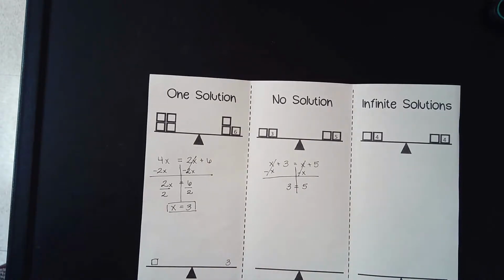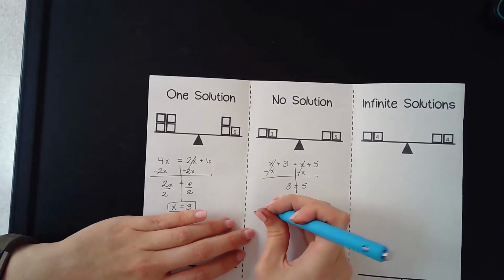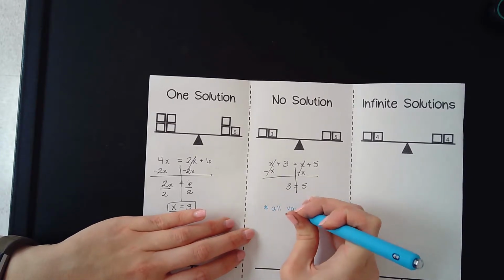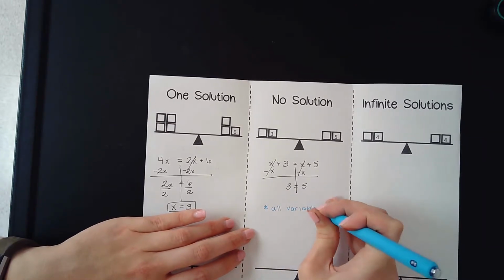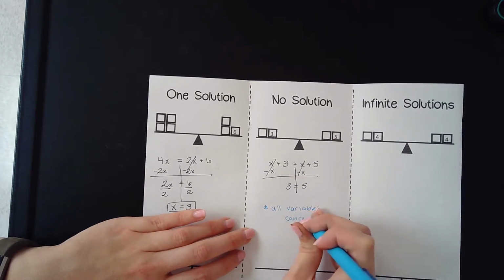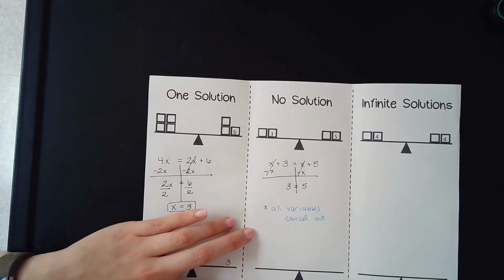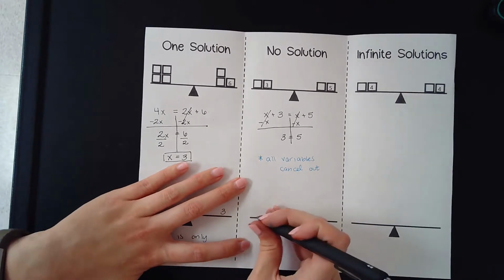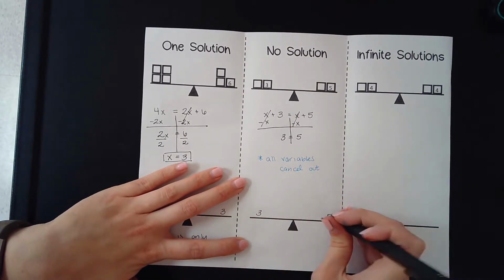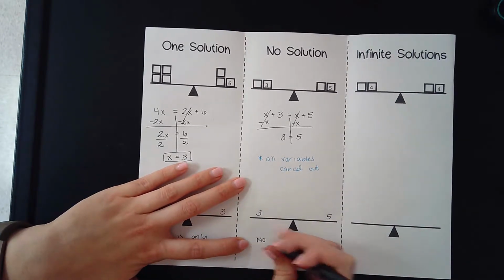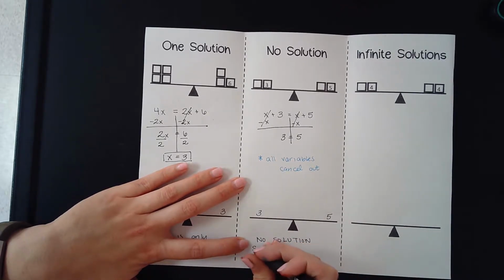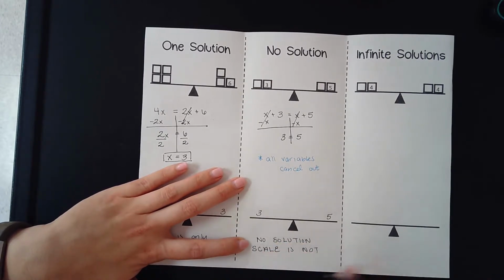So in this special case where you have no solution, all variables cancel out, and we are left with 3 on this side and 5 on this side. So we have no solution. Our scale is not balanced, and no matter what number we put in there, it will never be balanced.